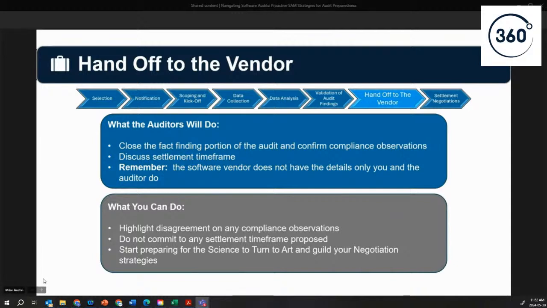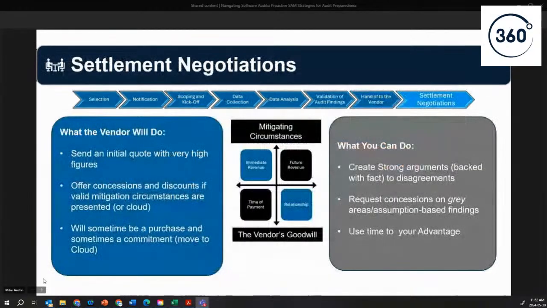Okay. So, the main thing here is to make sure you highlight any disagreement on any compliance observations. You do not commit to any settlement time frame. Don't care if it's May and it's IBM's year end, or December, I guess is theirs, Oracle's May. Don't care, right? We're not just going to settle this to settle it because you have some arbitrary date in stone, unless we are in alignment to what this is going to be doing. And then you're going to start to prepare for the negotiation. Okay. And then you're going to go into the negotiation.